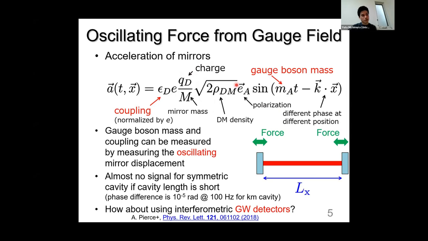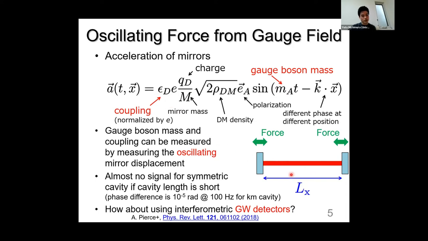And interestingly, the force is oscillating at the frequency of MA, which is the gauge boson mass. So from the oscillation frequency, you can know the boson mass. And also from the amplitude, you can get the coupling constant for this force.